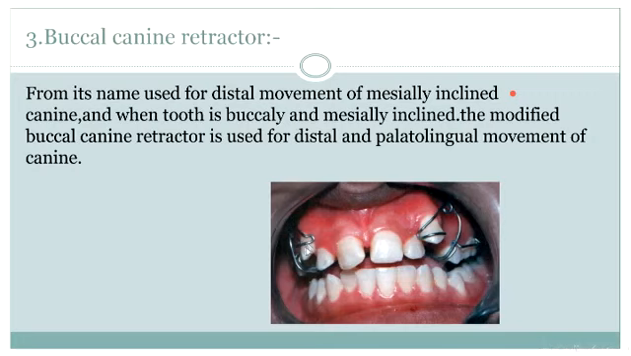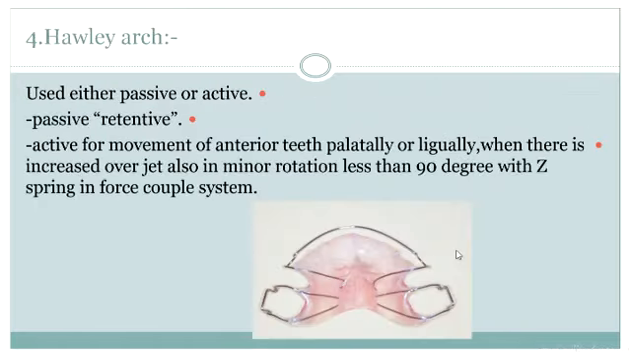Therefore, if the canine or tooth is outside the line of the arch, we recommend a buccal canine retractor over a finger spring for retraction of the canine. If the canine is within the line of the arch, use the finger spring. Howley arch here, Howley arch, used either passive or active.